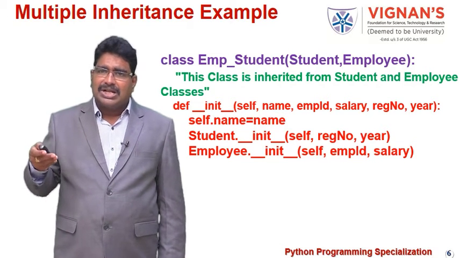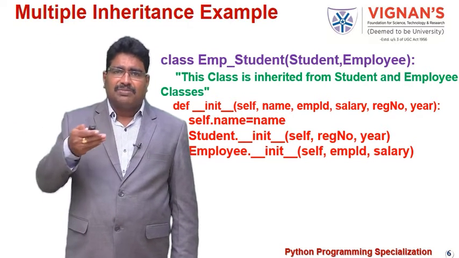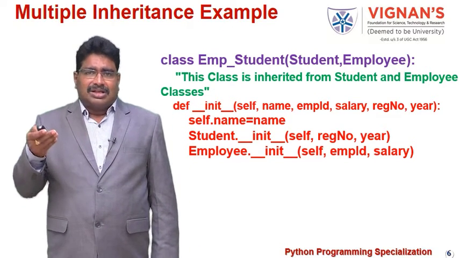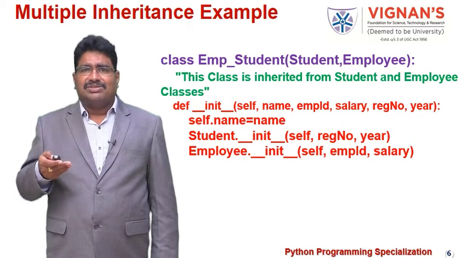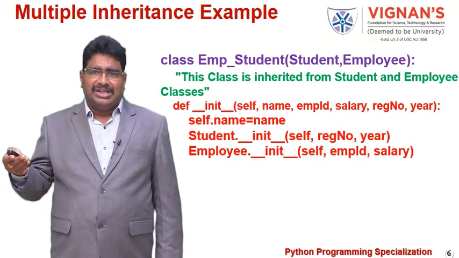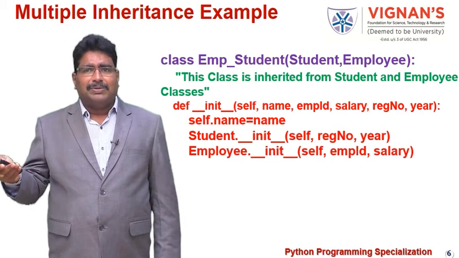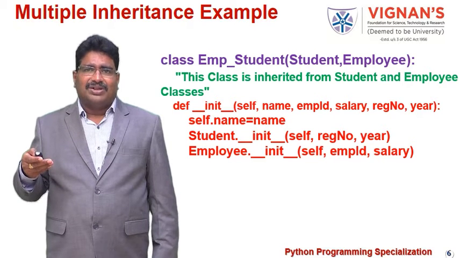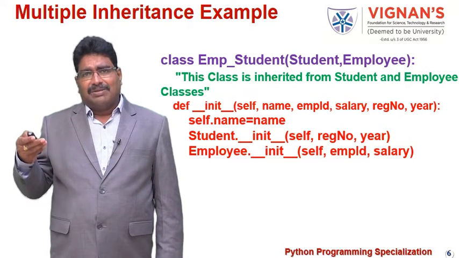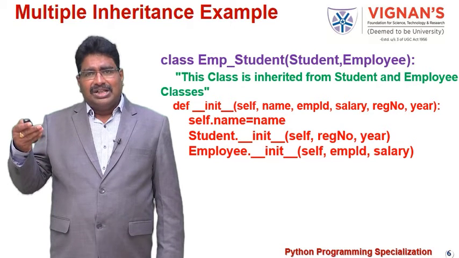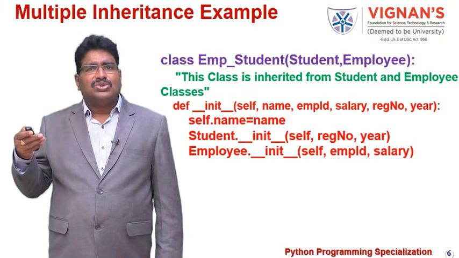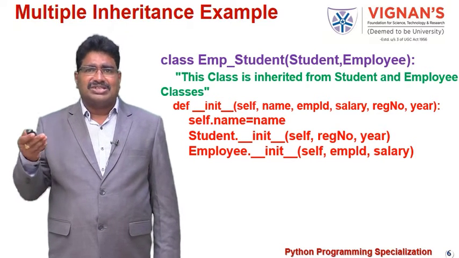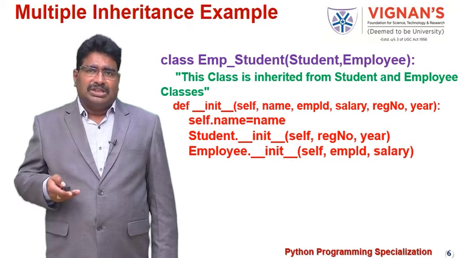Similarly, we know that employee ID and salary are the attributes derived from the employee. To assign the initial values, we call the constructor of the employee class. For that reason, we use the statement employee.init, and we are passing the parameters EMP-ID and salary. So this is the constructor we defined for the EMP student class. At the time of object creation, it internally uses the constructors of the student as well as the employee classes. In addition to that, the name attribute value is assigned to each object of the EMP student.